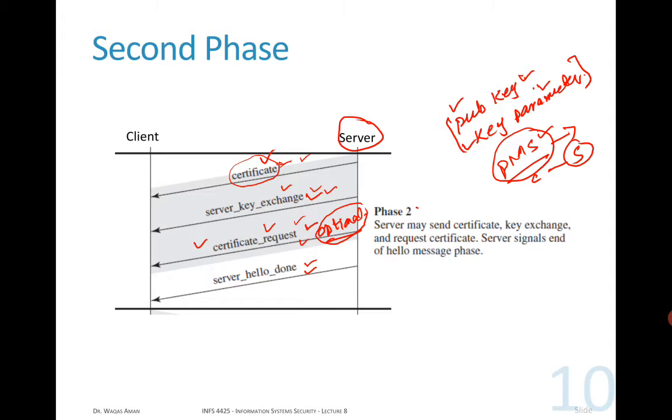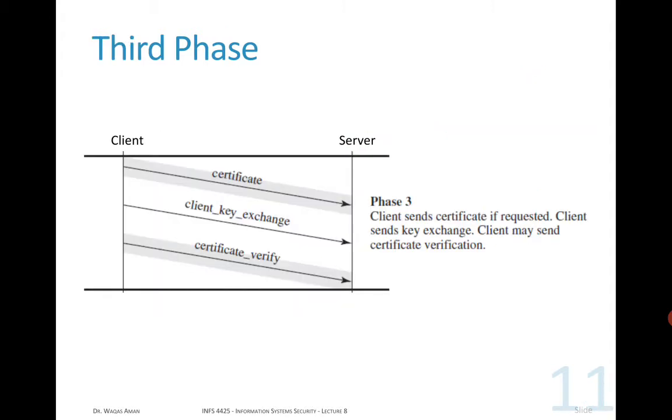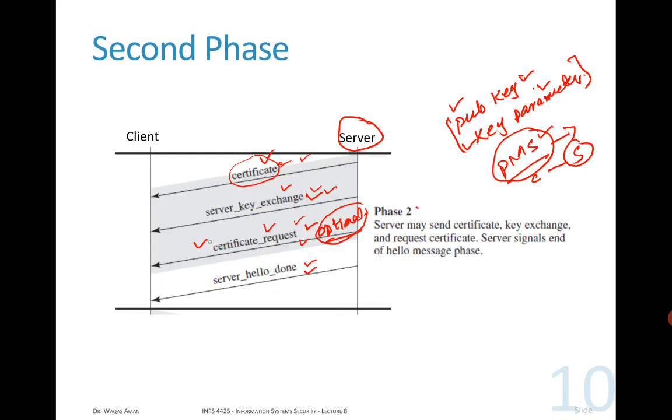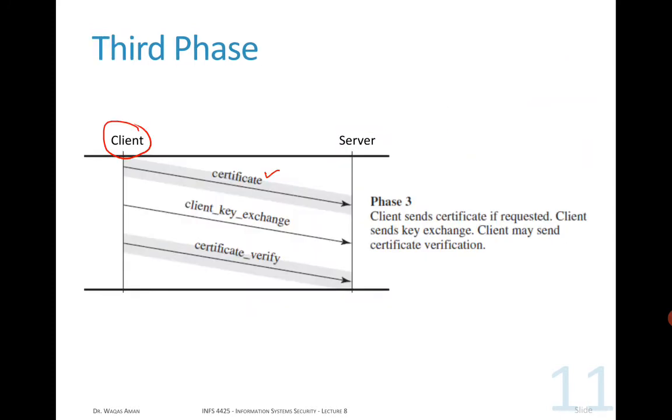Now the third phase corresponds to the client only. So see, the client performs the third phase. First of all, it presents its certificate. Fine, in this phase the client presents its certificate only if it is requested. See this one, so if this one is requested, then the client will be presenting its certificate. If it is not requested, then it is not required.